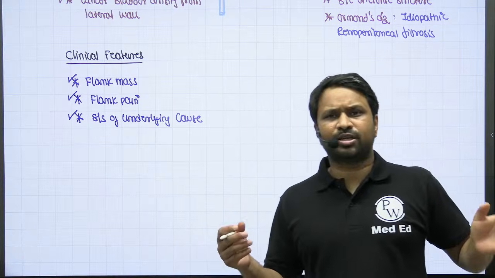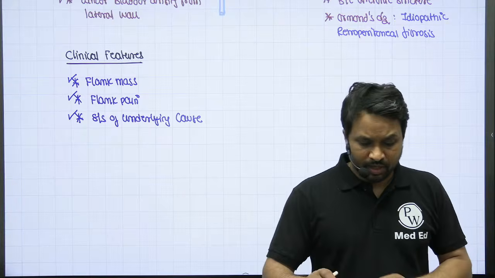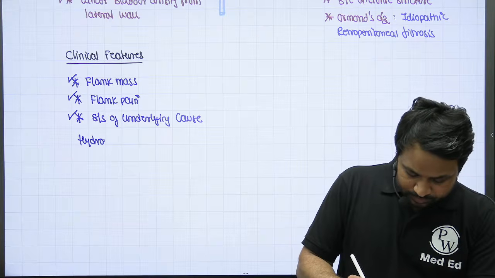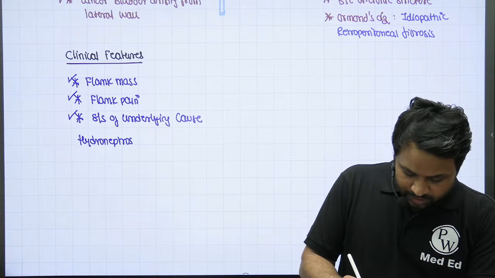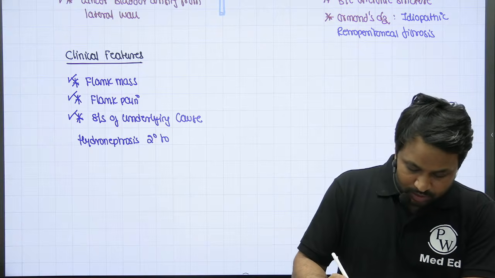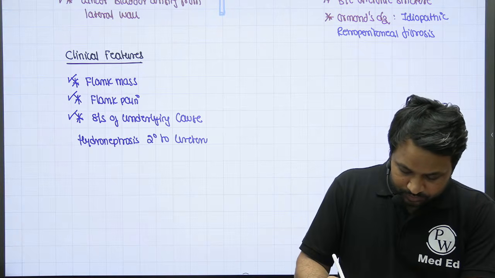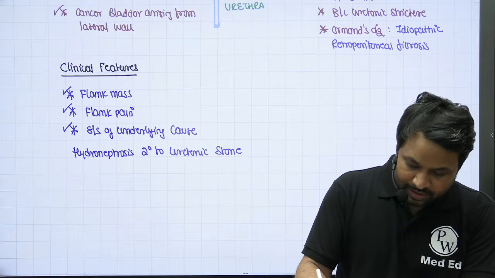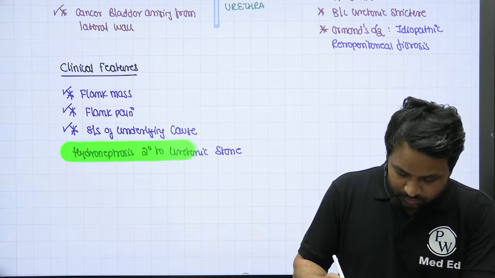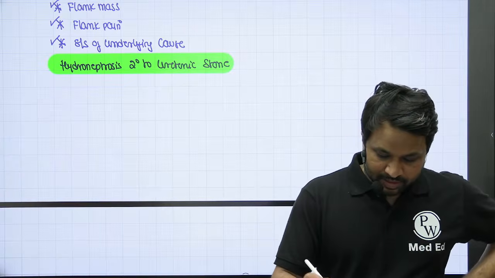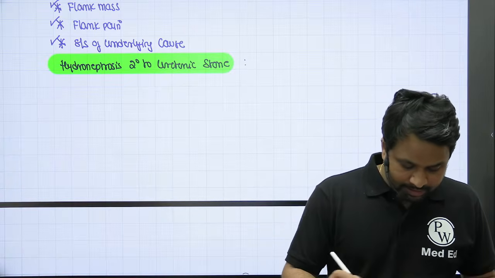Now that underlying cause can be stricture, stone, tumor, anything. But there's something which is going to be present: hydronephrosis secondary to ureteric stones. Hydronephrosis that develops secondary to the ureteric stone has something called Dietl's crisis.